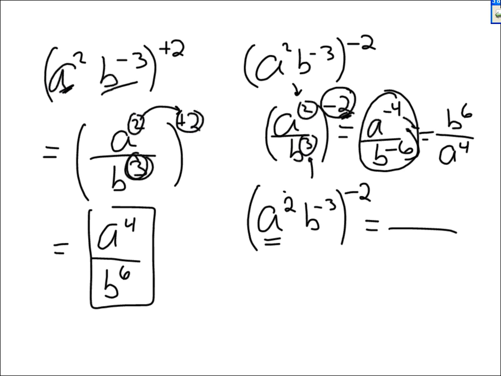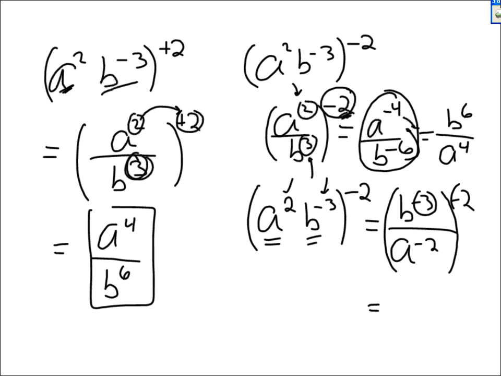The a to the 2 has a positive exponent. Not good. It's on top. I'll move it to the bottom to make it negative. B to the negative 3, it already has a negative exponent. Leave it just where it is. Raise it to the negative 2 power. Now when you multiply those two exponents, they become positive. When you multiply these two exponents, it'll become positive. Yes, we got the same answer as before, but it took us one less step.